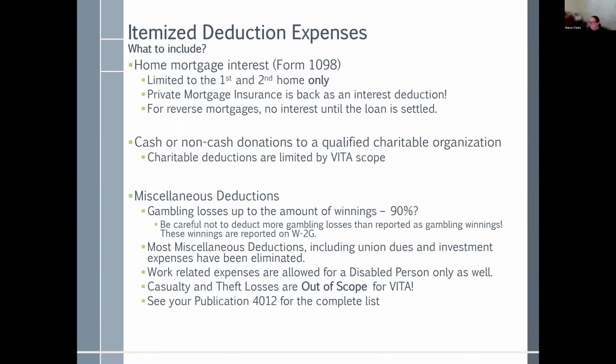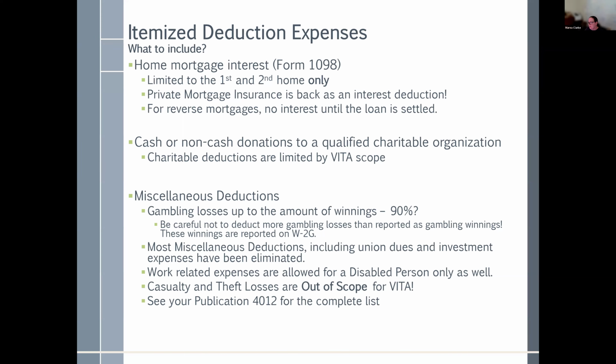Most miscellaneous deductions have all still been eliminated. Work expenses are allowed for a disabled person only as well. So the idea is, if you had to buy a uniform out of your own money to work at your job, you used to be able to deduct that. Now, generally, that's not allowed except for certain individuals.